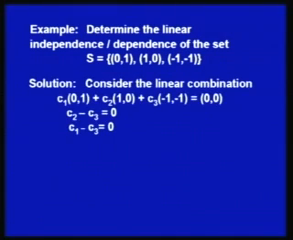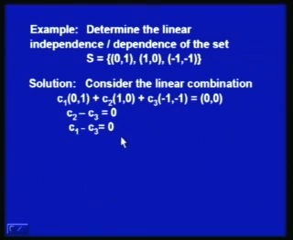The solution is, we consider the linear combination of these 3 vectors. The combination is C1 (0, 1) plus C2 (1, 0) plus C3 (-1, -1) equated to (0, 0). We equate component-wise. So, the first component will not be contributing, but this will give us C2 minus C3 is equal to 0, and the second component gives us C1, this will not contribute, minus C3 equal to 0.